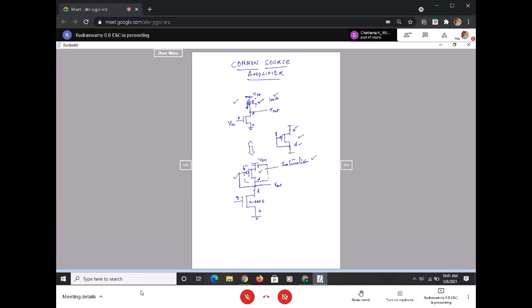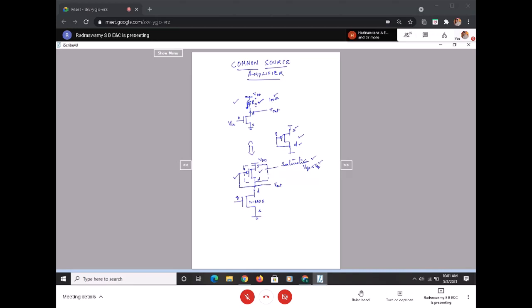V in. That means any of your gate to source should be less than VTP. That means assuming that this is on now, I assume that PMOS is on. That is this condition. But what is the condition for the transistor to be operating in saturation?